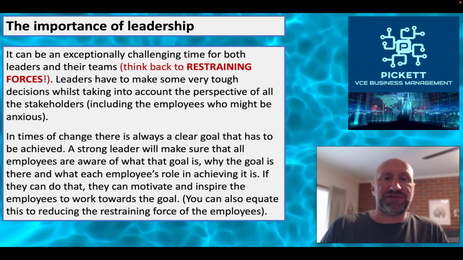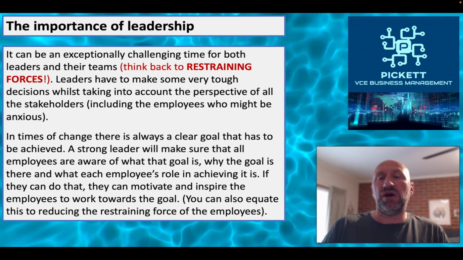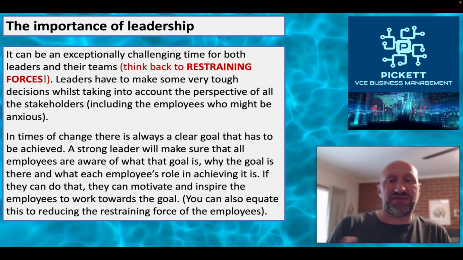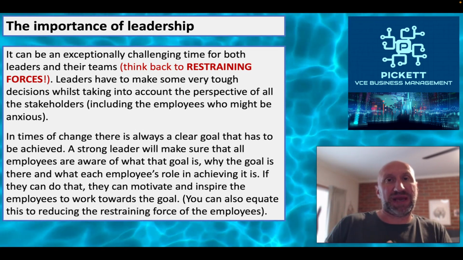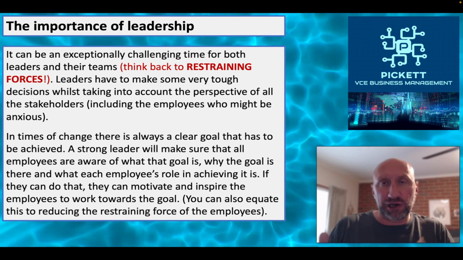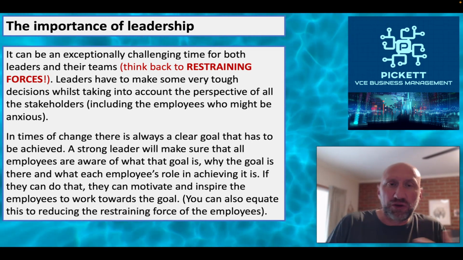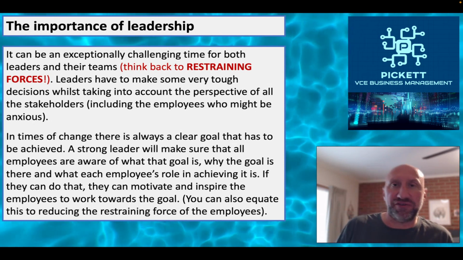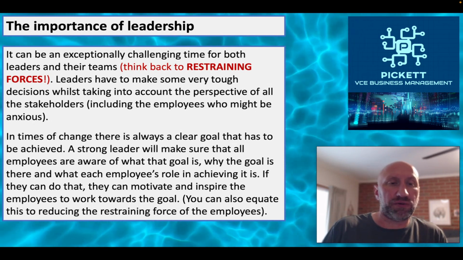And leaders have to make some really, really tough decisions whilst taking into account the perspective of all of the different stakeholders that can be impacted by the change, including the employees who, like we said, might be anxious, might be nervous, might be very uncomfortable with the whole thing.